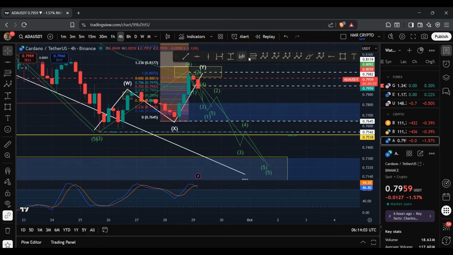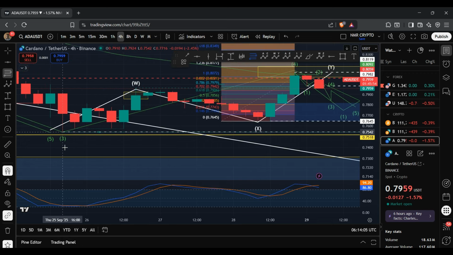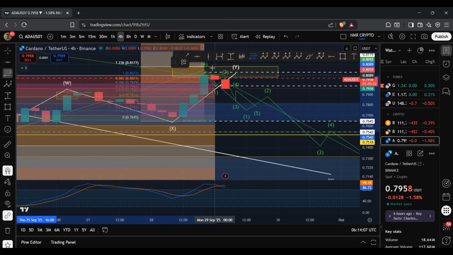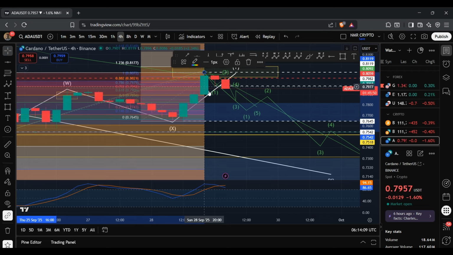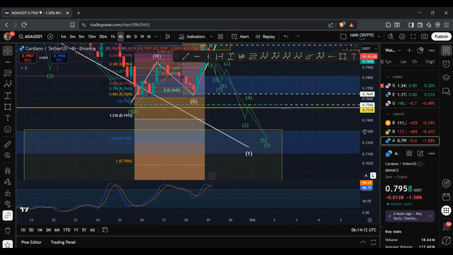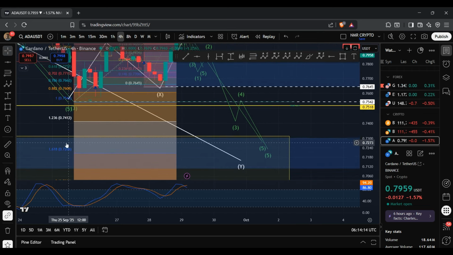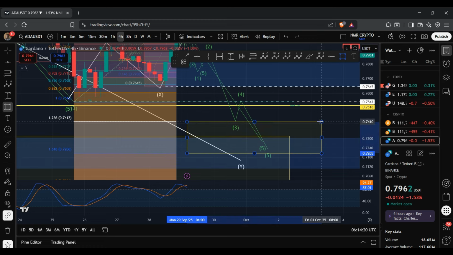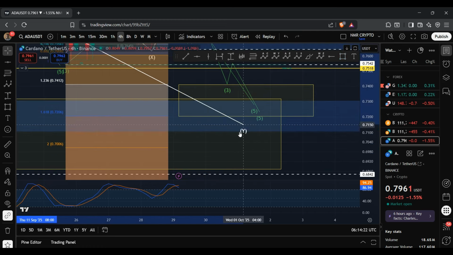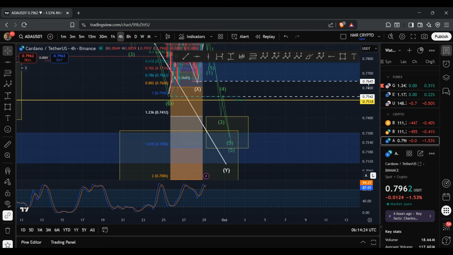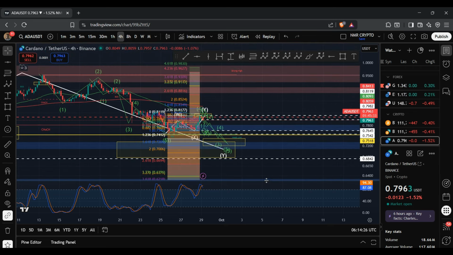So if I bring in the fib tool and bring this to the local top at 81.19 cents, it's possible that ADA could then tap into this range between 72.06 cents to 74.12 cents. That would then form the fifth wave, which in turn could then form the Y wave. And then shortly after, we'll be looking out for that reversal to the upside, where we can then see higher highs. But of course, that's something I'm going to be tracking in the days and weeks to come, and I'll be keeping you guys updated.